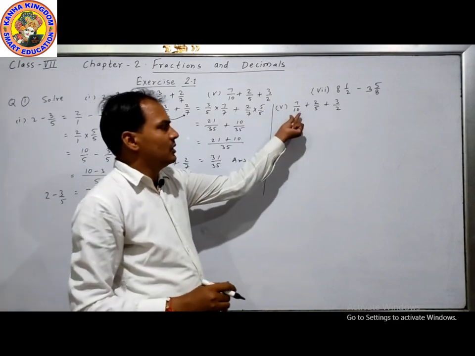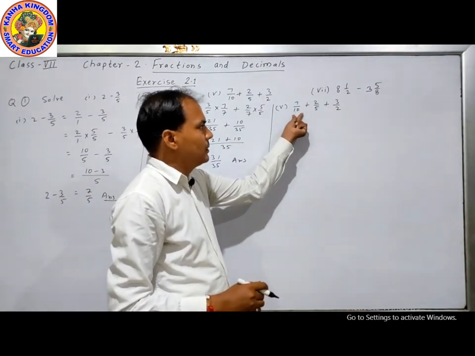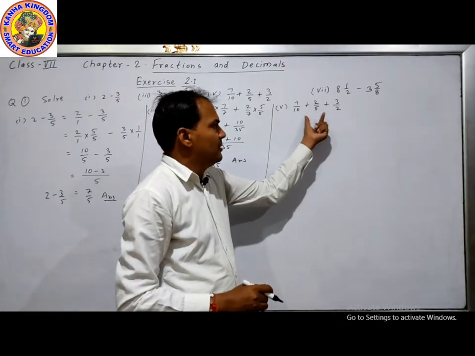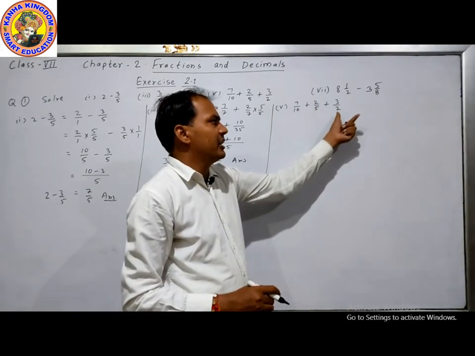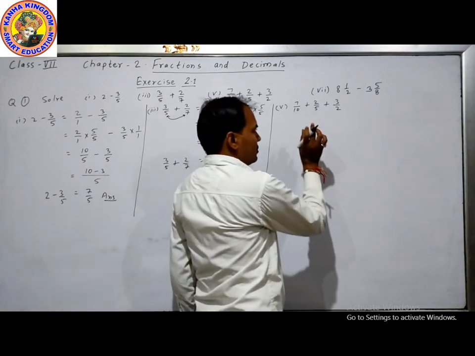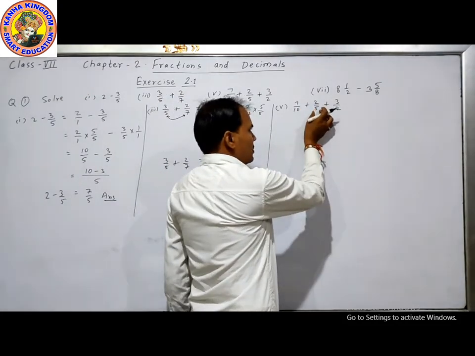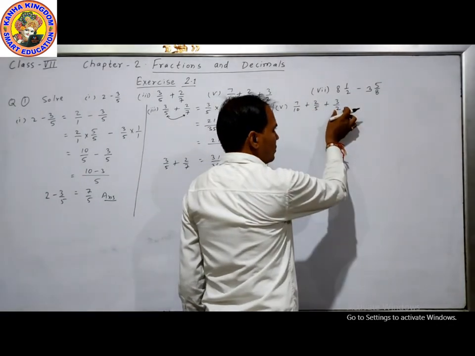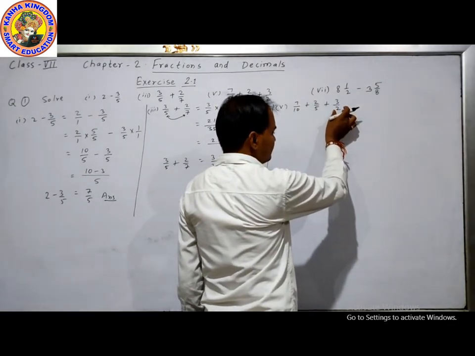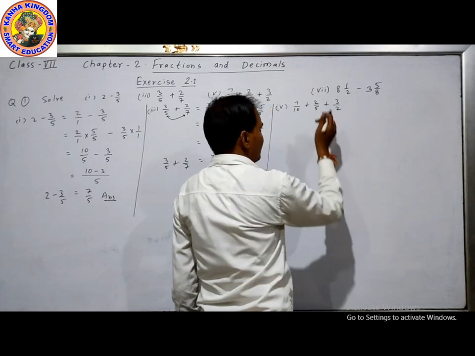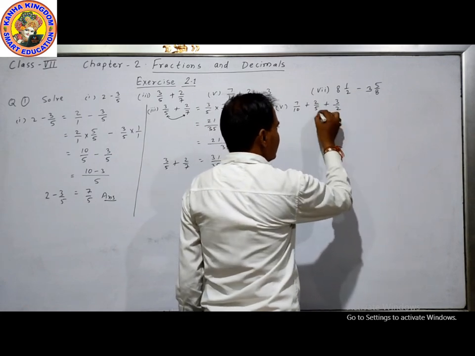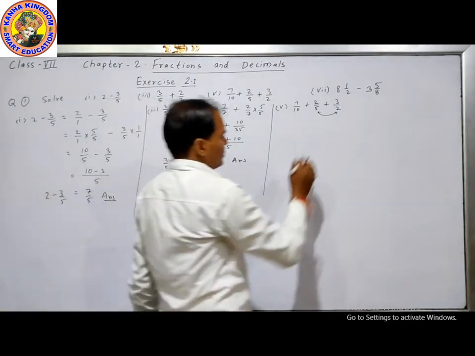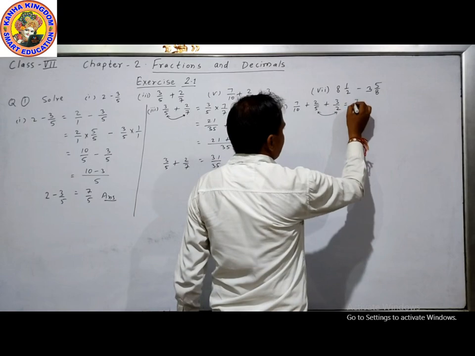The factors of 10 are 2 and 5. So we will make the denominators into 10. 5 can change into 10 by multiplying by 2, and 2 will change into 10 by multiplying by 5. So we will make these numbers equivalent by the multiplication method.